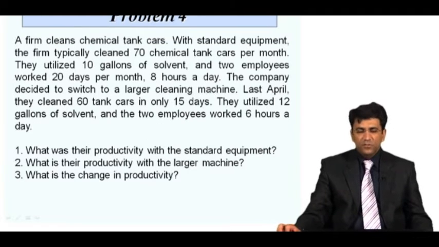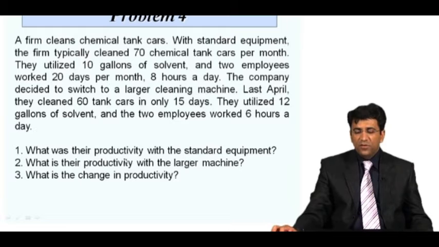This is the next example, students. A firm cleans chemical tank cars with standard equipment. The firm typically cleans 70 chemical tank cars per month. They utilize 10 gallons of solvent, and 2 employees work 20 days per month, 8 hours a day. The company decided to switch to a larger cleaning machine. Last April, they cleaned 60 tank cars in only 15 days. They utilized 12 gallons of solvent, and the 2 employees worked 6 hours a day.